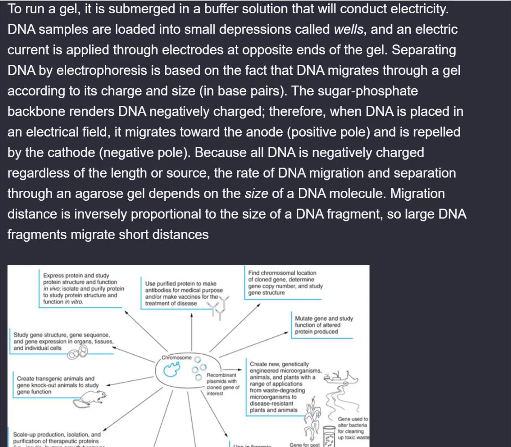The sugar phosphate backbone renders DNA negatively charged. Therefore, when DNA is placed in an electrical field, it migrates toward the anode, the positive pole, and is repelled by the cathode, the negative pole. Because all DNA is negatively charged regardless of the length or source, the rate of DNA migration and separation through an agarose gel depends on the size of a DNA molecule. Migration distance is inversely proportional to the size of a DNA fragment, so large DNA fragments migrate short distances.